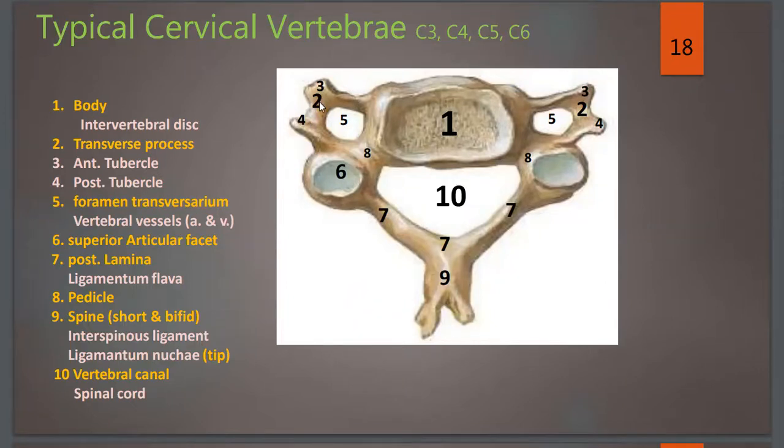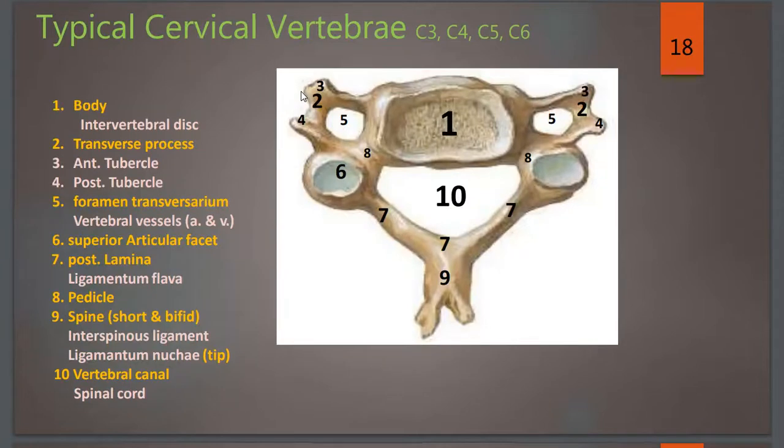Number two is the costo-transverse bar. Sixth is the superior articular facet. Seventh is the posterior lamina, right and left laminae. Eighth one is the pedicle. This is the spine, which is bifid. It gives attachment to the interspinous and supraspinous ligaments. The tip gives attachment to the ligamentum nuchae. This is the vertebral canal, number 10, which gives passage to the spinal cord.